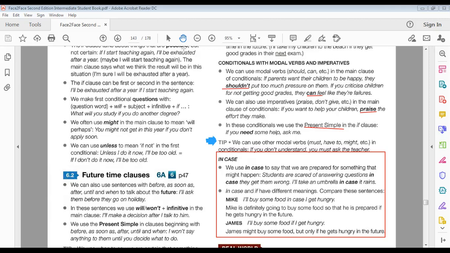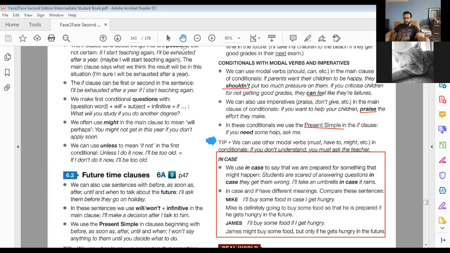Okay, so this is what you said, right? Yes, exactly, you even said might. Good. So the first one, we got it right. Very nice. Students are scared of answering questions in case they get them wrong. I will take the umbrella in case it rains. So it means it's not definite. This is the idea. In case and if have different meanings.